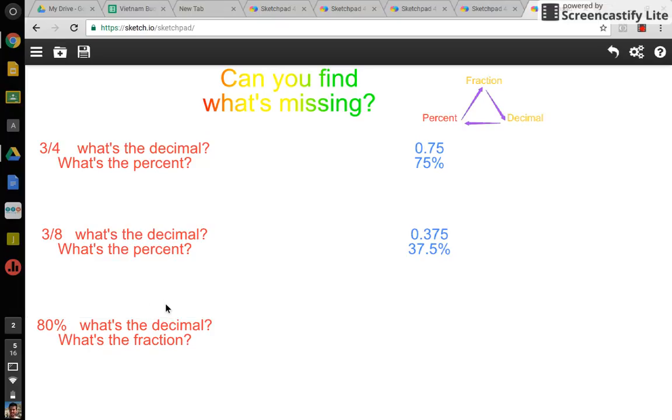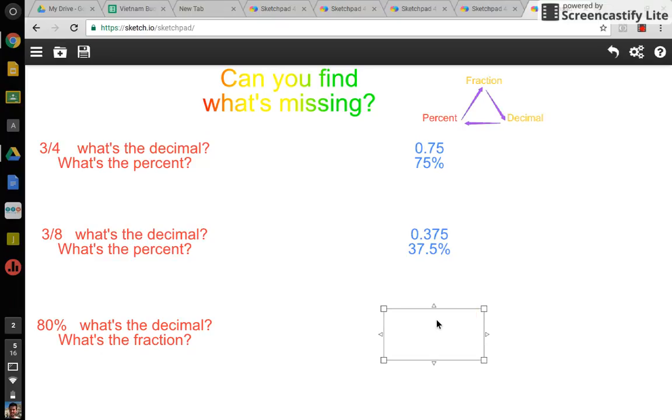If you're given the percent, can you find out what the decimal is? And also, what's the fraction? Since we must multiply times 100 or do 2 jumps to make a percent, that means we are going to have to divide by 100 to find our decimal, okay? Or do 2 jumps to the left. So we do 2 jumps, 1 jump to the left, 2 jumps to the left. We're going to get 0.8, 8/10, for our decimal.